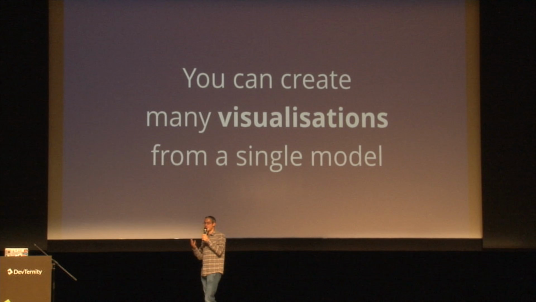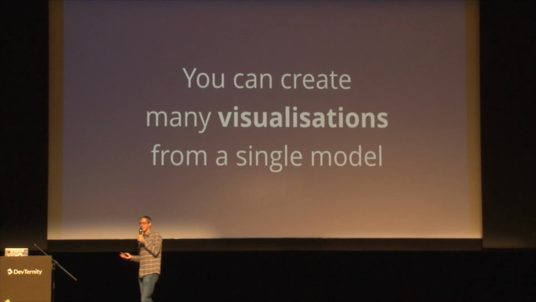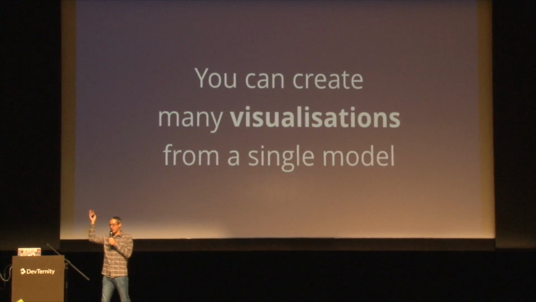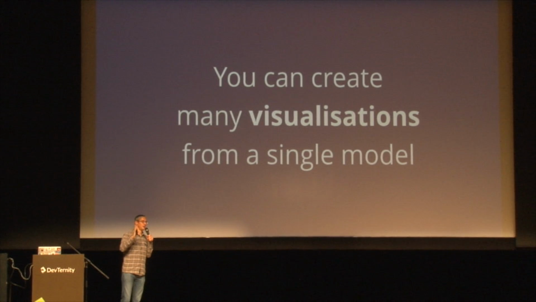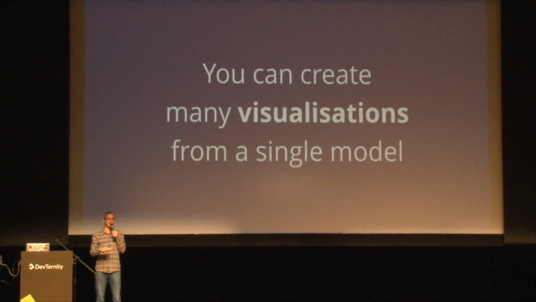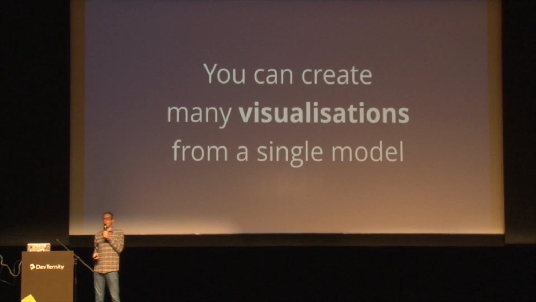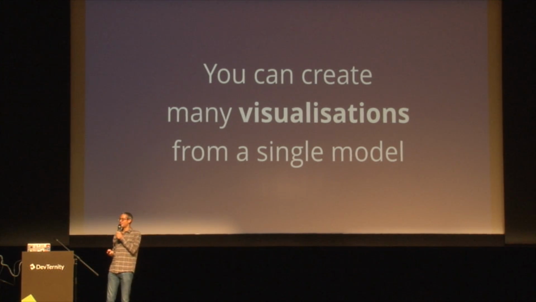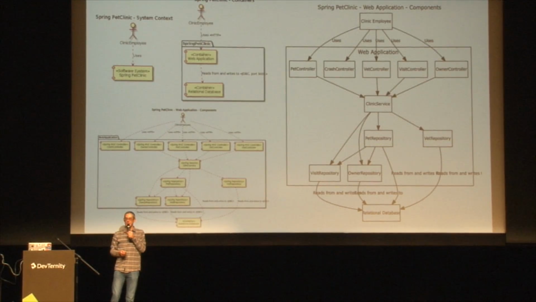So the open source libraries are open source. The structurizer.com thing has a free plan and some commercial plans. You can use the open source libraries and do whatever you want with the output. Because you have a model there, you can visualize the model in a number of different ways. And here are some examples.